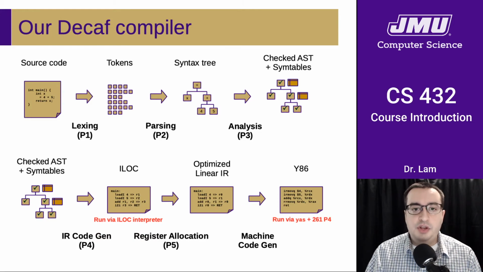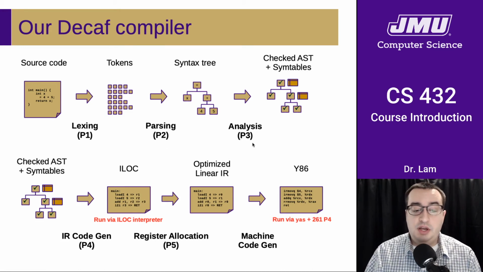So here is what the compiler that we're going to write is going to look like. We start with the source code in the Decaf language. The first portion of the compiler, project 1, is going to be the lexing phase. It's going to take that code and split it up into a bunch of textual tokens. After we have those tokens, we're going to arrange them in a way that represents the meaning of the program as an abstract syntax tree. This process is called parsing. That's going to be the second major project.